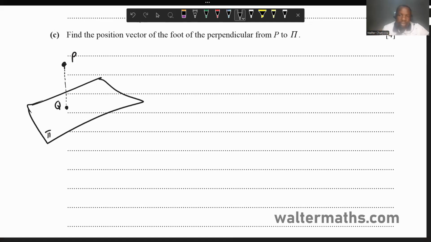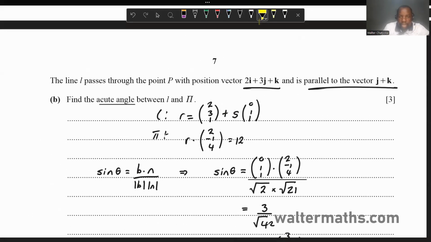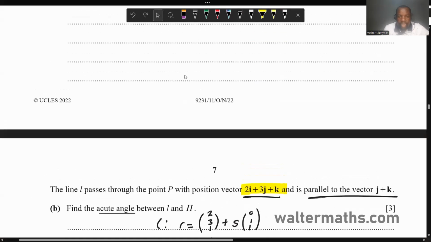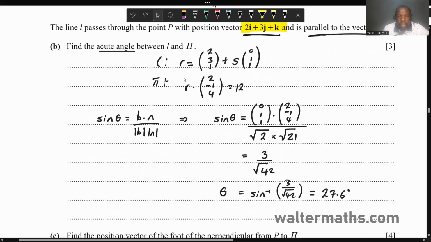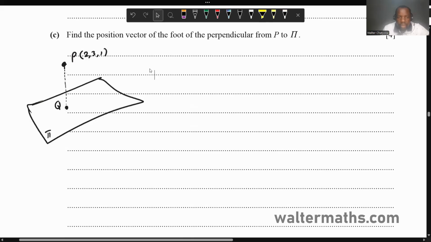So we want the position vector of Q. That's what they want us to find. So Q is the foot of the perpendicular from P to the plane pi. Now, what do we have? The point P has position vector 2, 3, 1, right? So this is the point 2, 3, 1. The equation of the plane pi we have again, and I'm going to make use of this. So that is the equation of the plane pi. Okay, let me just place it here. So we have everything we need.